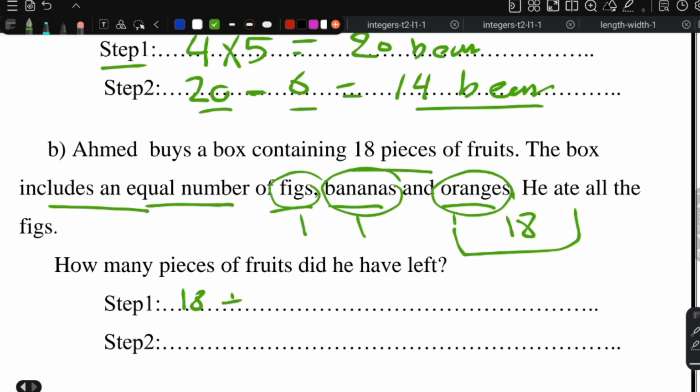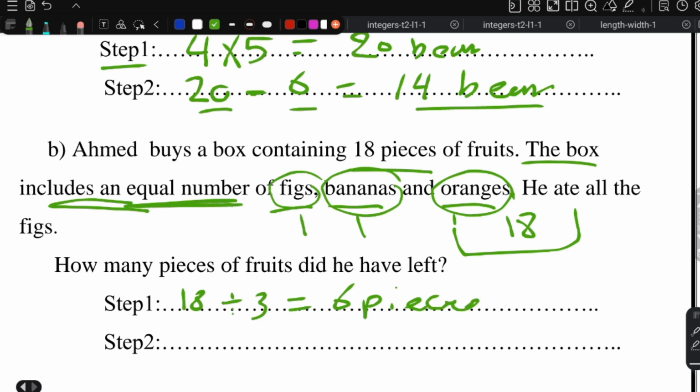So I will divide 18 over 3 kinds. Why do I divide by 3? Because he said the box includes an equal number, so all 3 of them have the same number. So 18 divided by 3 equals what? Yes, exactly, 3 pieces.